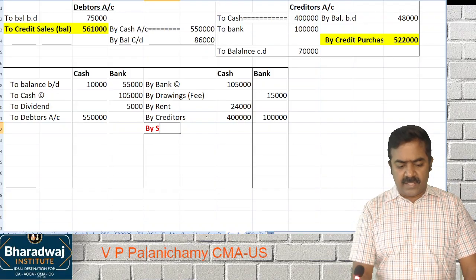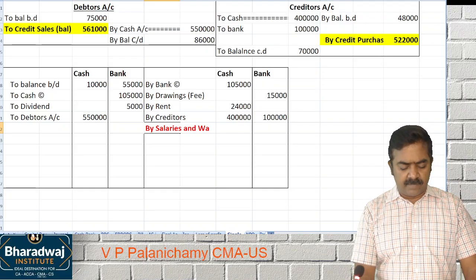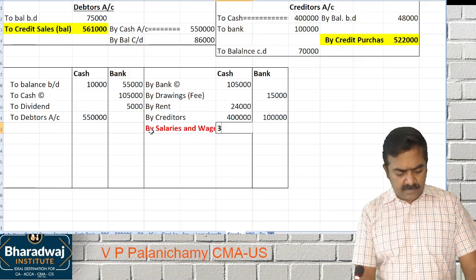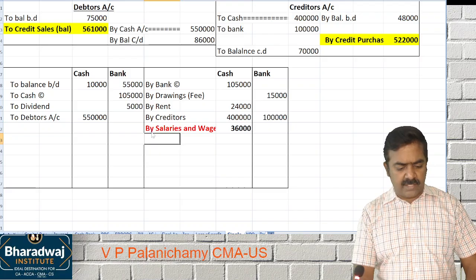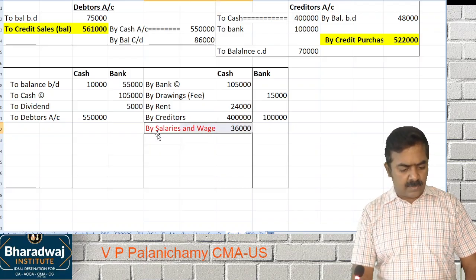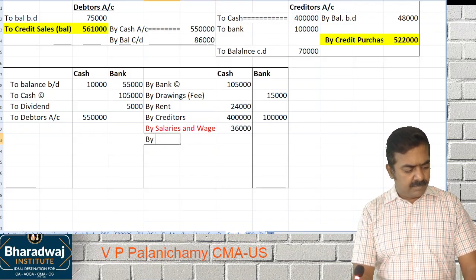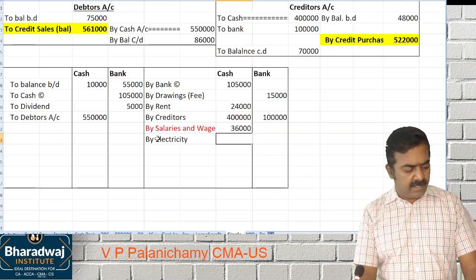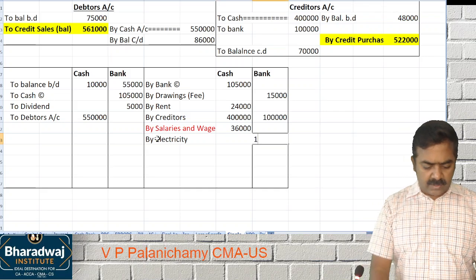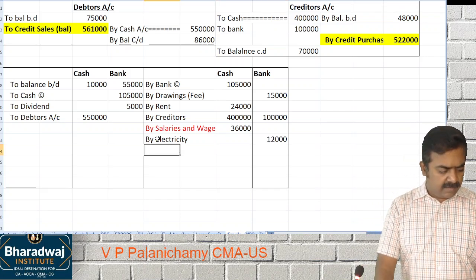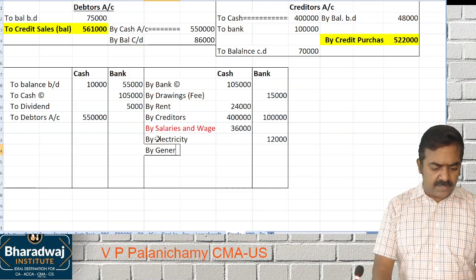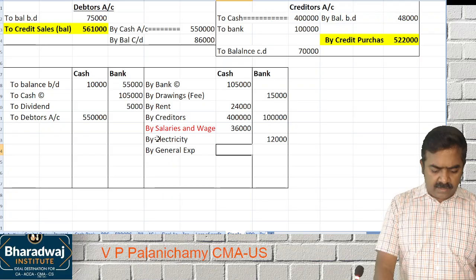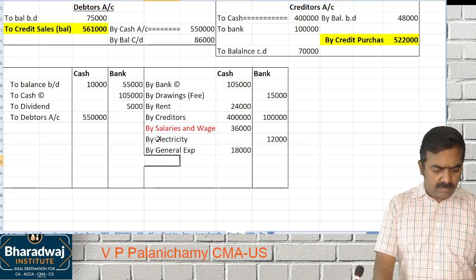Then by salaries and wages. What is salaries and wages paid in cash? 36,000 paid in cash. Then what is the next one? By electricity. What is electricity paid by check? 12,000. Then by general expenses. What is the general expenses? 18,000. By drawings.